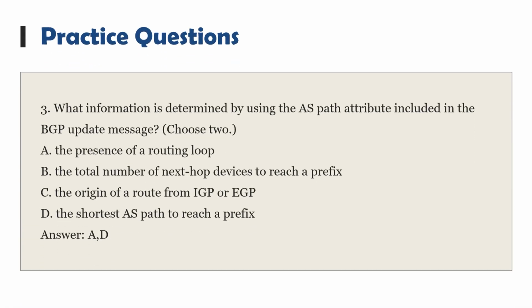3. What information is determined by using the AS path attribute included in the BGP update message? Choose 2. A. The presence of a routing loop. B. The total number of next hop devices to reach a prefix. C. The origin of a route from IGP or EGP. D. The shortest AS path to reach a prefix. Answer: A, D.